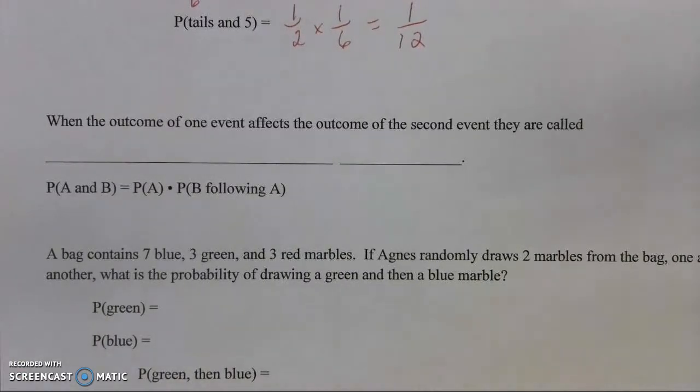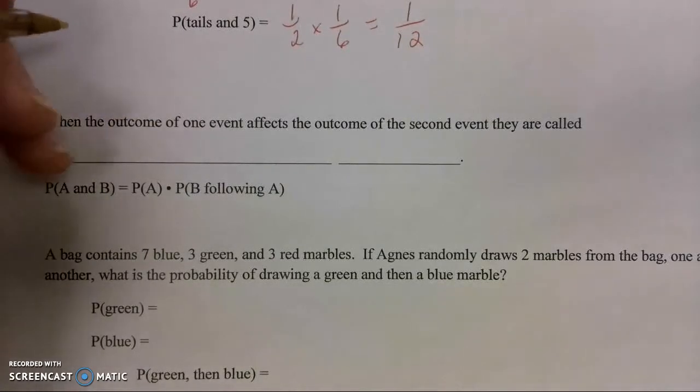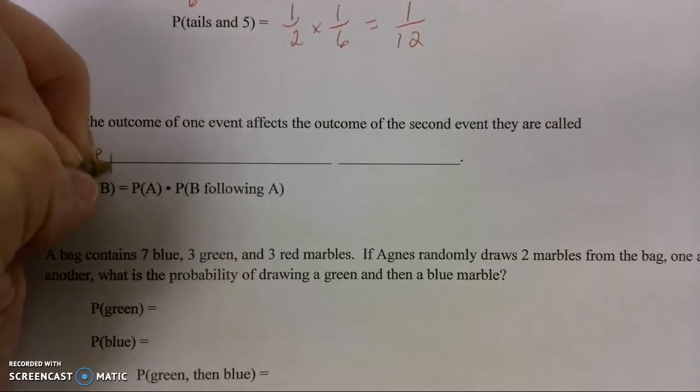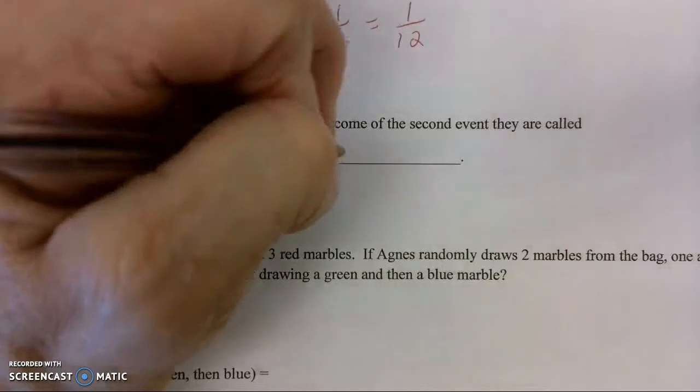Now, the second type of probability we're going to look at is when one of the outcomes is affected by the first event. So when the outcome of one event affects the outcome of the second event, they are called dependent events.